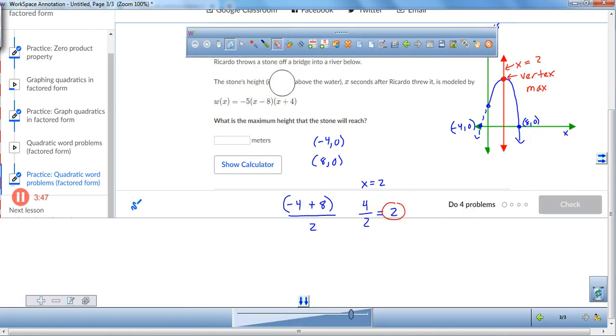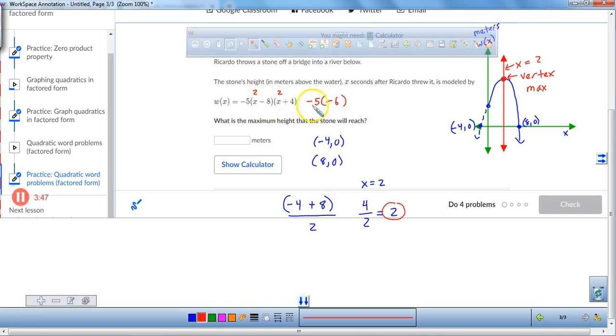What I'm going to do is erase these guys, plug in a 2, plug in another 2, and just work it out right here. I got a negative 5. 2 minus 8 is negative 6. 2 plus 4 is positive 6. Alright, negative 5 times negative 6 is a total of 30. And 30 times 6 is 180.